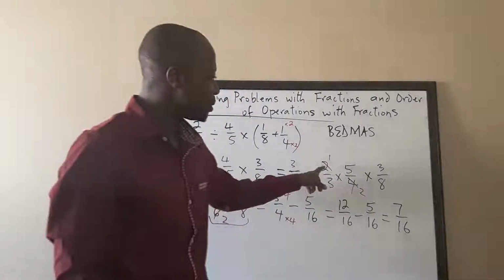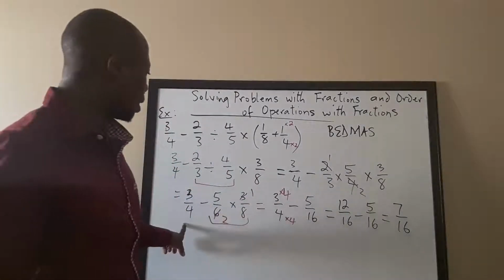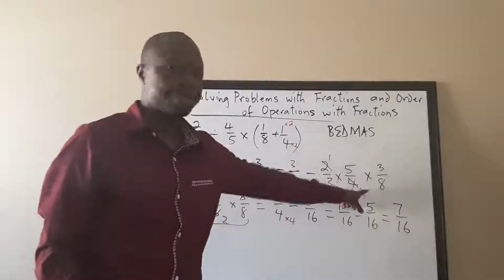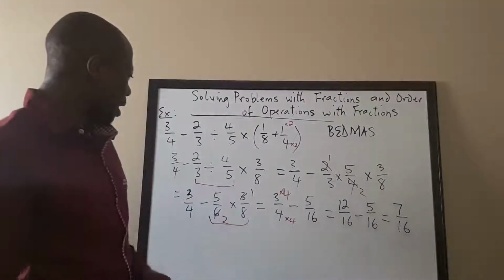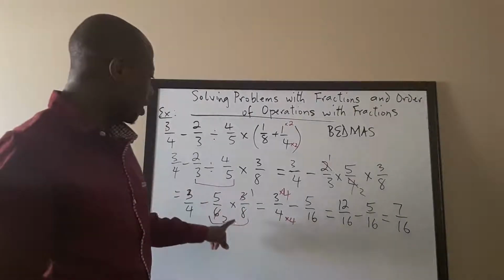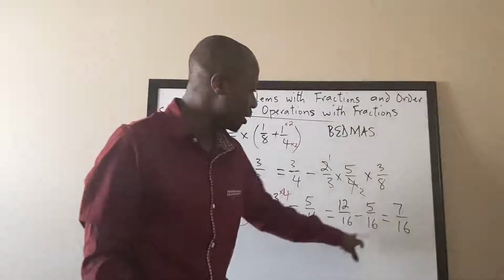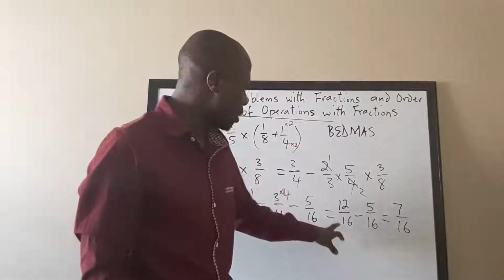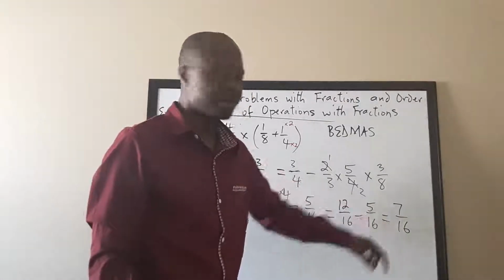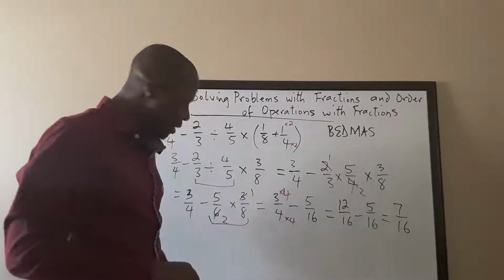So we cancel stuff out here. So we're going to have 3 over 4 minus 5 over 6 times the last one, 3 over 8. So here now we can cancel this out. So we get 3 over 4 minus 5 over 16. We want to have the same denominator. So we multiply each by 4 here. And 12 minus 5 is 7. So 7 over 16. So this brings us to the end here.